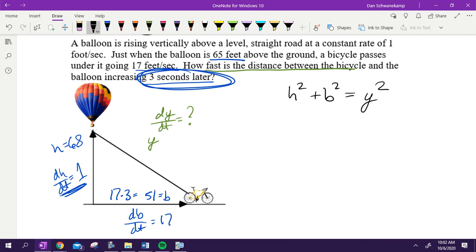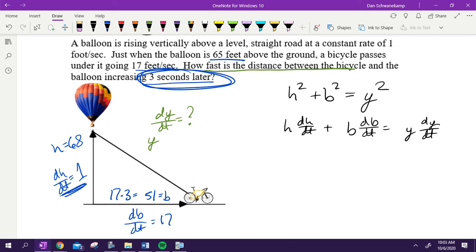Is h changing? Is b changing? Is y changing? Everything's moving. No constants. So we're going to take a derivative. 2h dh/dt plus 2b db/dt equals 2y dy/dt. Everything's got a 2 in it, so I'm just going to divide everything by 2. That way I don't have to mess with all the 2's. I divided everything by 2. They disappear.